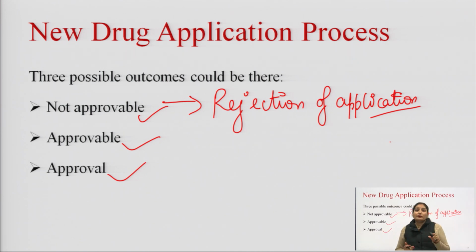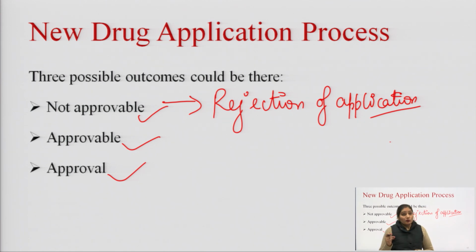Next is the approvable outcome. In case of the approvable outcome, a letter will be sent to the applicant saying that your application can be approved, but with minor variation, which means the sponsor has to do some minor changes or incorporate some minor variations in the product.